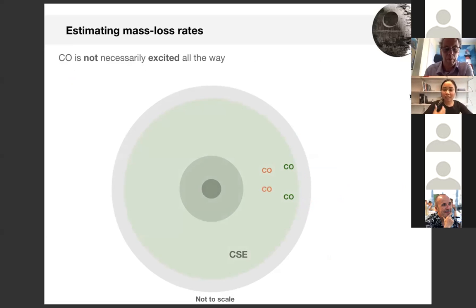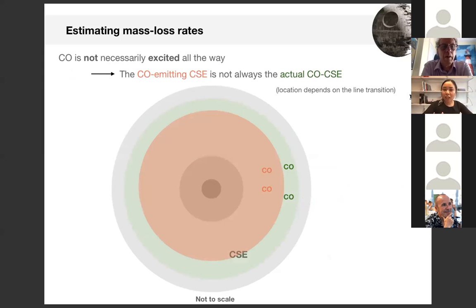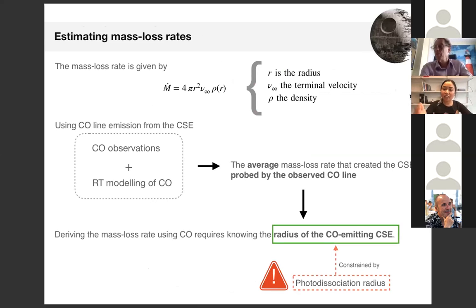But what we observe is the excited CO, and the CO is not always necessarily excited all the way through the entire circumstellar photodissociation region of CO, which means that what we actually need and what we observe is the CO emitting circumstellar envelope, which is not always the same as the actual CO photodissociation circumstellar envelope. The region of the CO emitting circumstellar envelope will depend on the transition that we observe, as that depends on the excitation requirements. So the bottom line is that we are interested in the region that actually emits the CO, because we're using the emitted CO line, and using the photodissociation radius that we derived from theory can lead to major uncertainties in the derived mass loss rates.